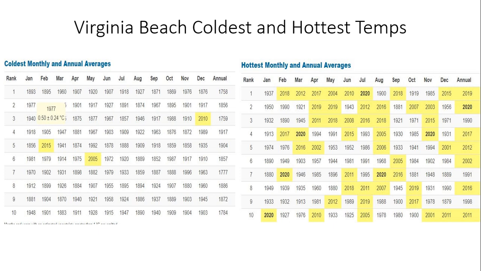So again, if you look at that graphic on the left under the annual column, the latest year that was a top 10 coldest year was 1904. No, I'm sorry, 1917. The 4th coldest year on record for Virginia Beach. But look at that. This really tells a story of how these temperatures are trending more and more above normal.